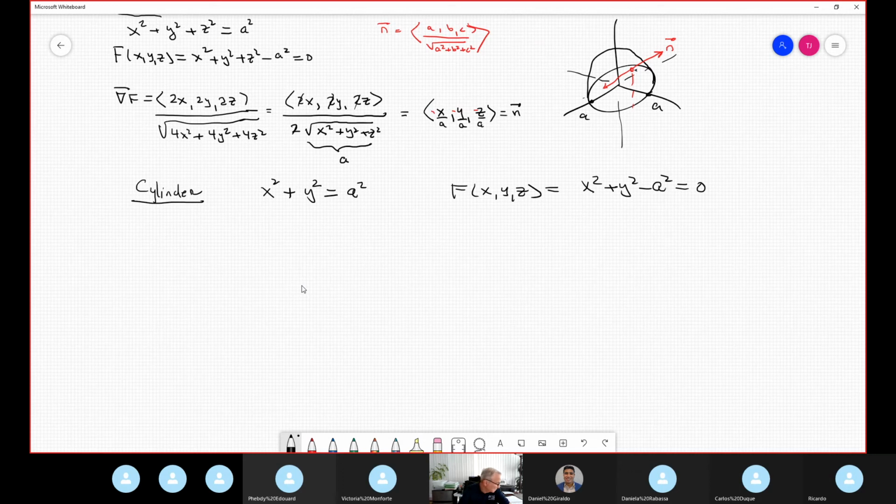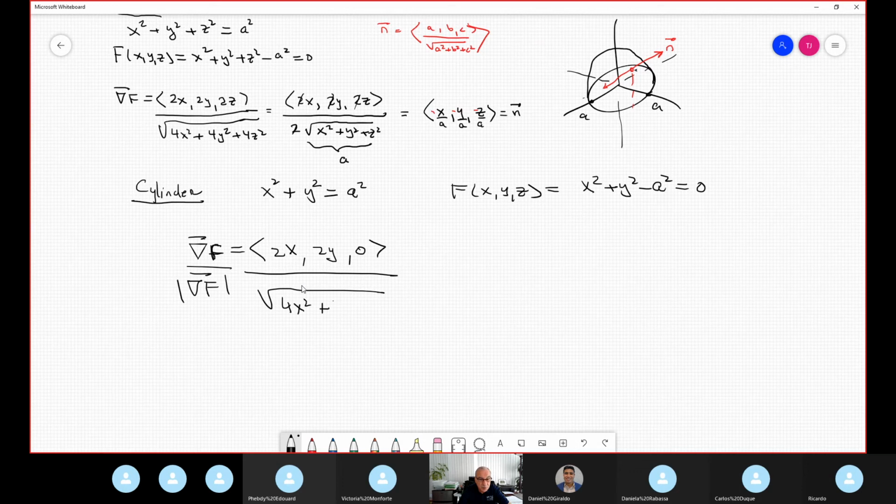And so when you find the gradient, okay, you differentiate this with respect to x, it's 2x, with respect to y it's 2y, with respect to z, we have none. Divided by what? Divided by the magnitude. The magnitude in this case is the square root of 4x squared plus 4y squared. No z. A similar situation happens. The 4 goes outside, cancels out with the 2. We say it is x, comma y, comma 0. We have no component in z, divided by a, because the square root of x squared plus y squared is a. It's similar. And makes sense?